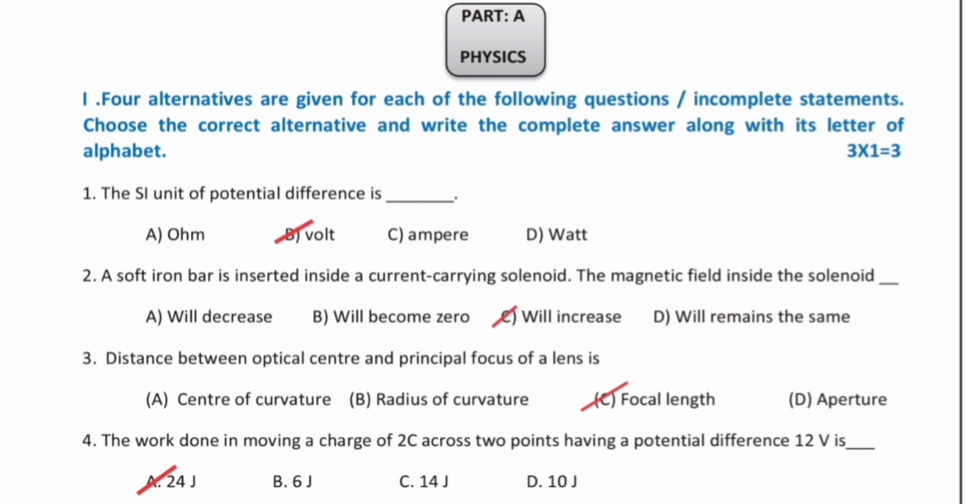Distance between optical center and principal focus of a lens is focal length. The distance between optic center and principal focus is called its focal length.